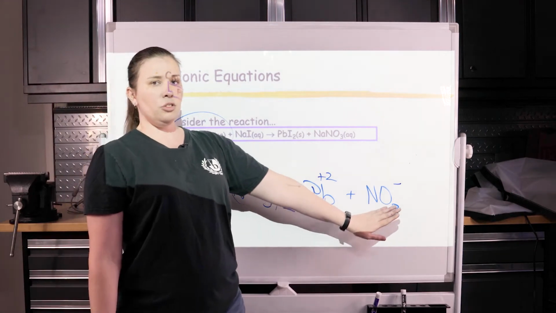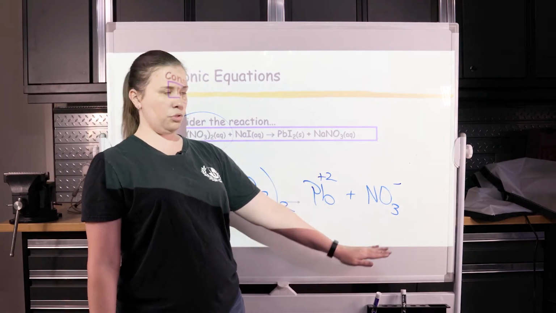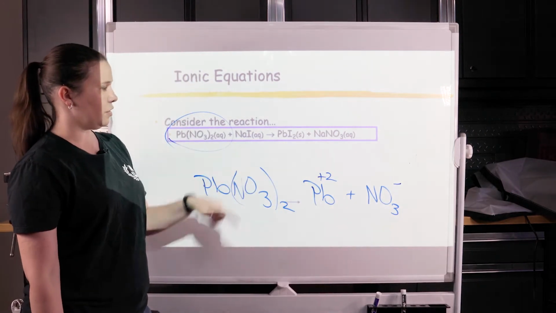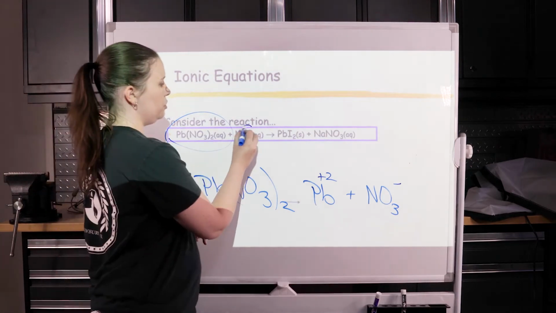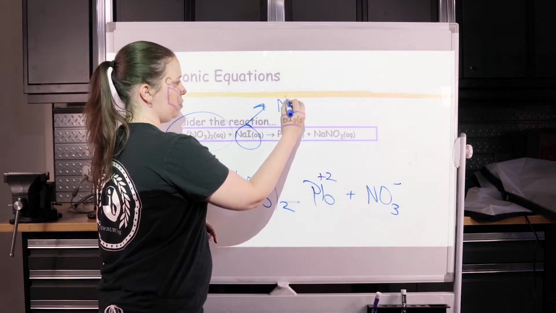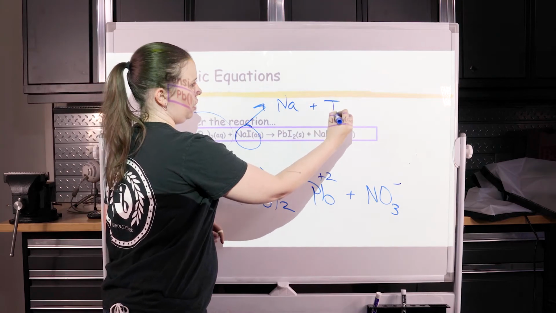So the idea is you need to determine the ions first. You would need to do that for each of the compounds. For example, sodium and iodide would break up into my sodium and my iodine.